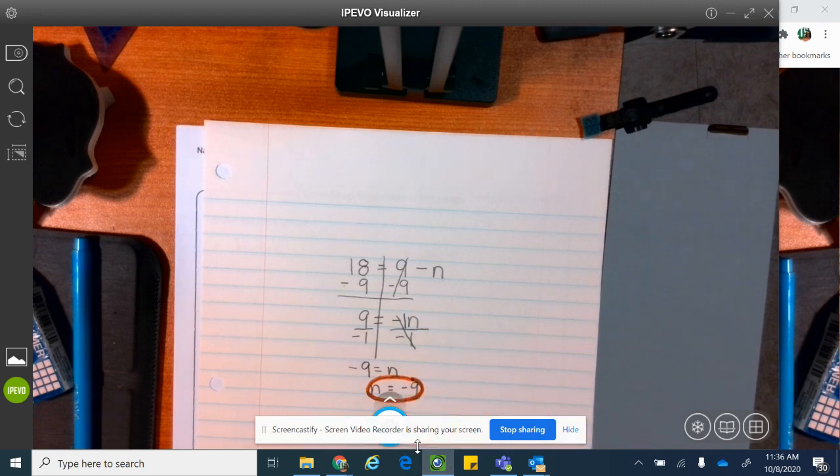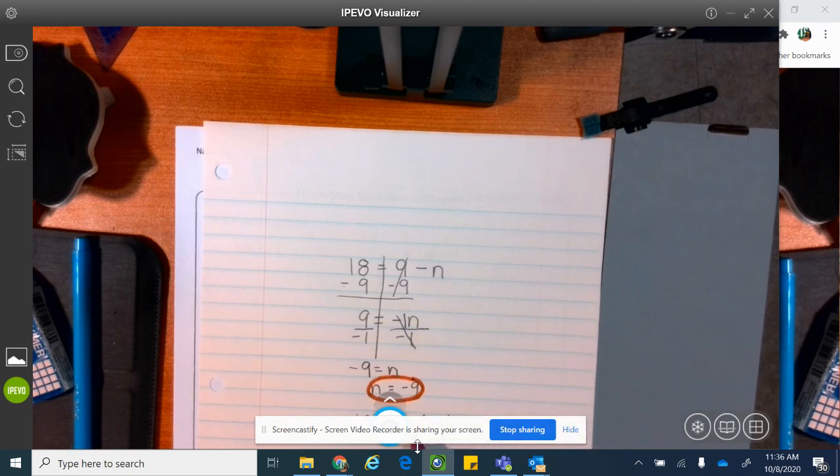Okay. Now, is this right? I'm going to go back and substitute my solution into the original problem to see if I was right. So I'm going to go ahead and write 18 equals 9 minus, and I'm going to have to put parentheses around that negative 9, like that.